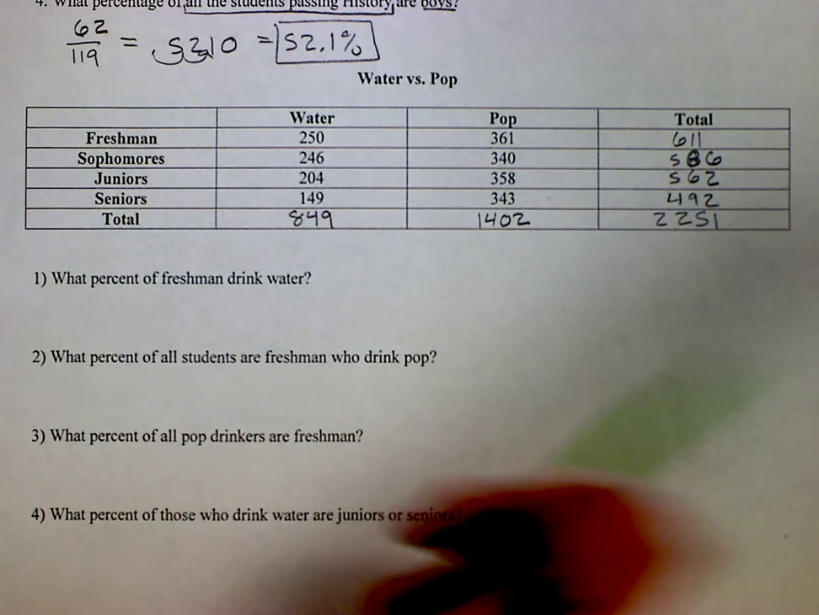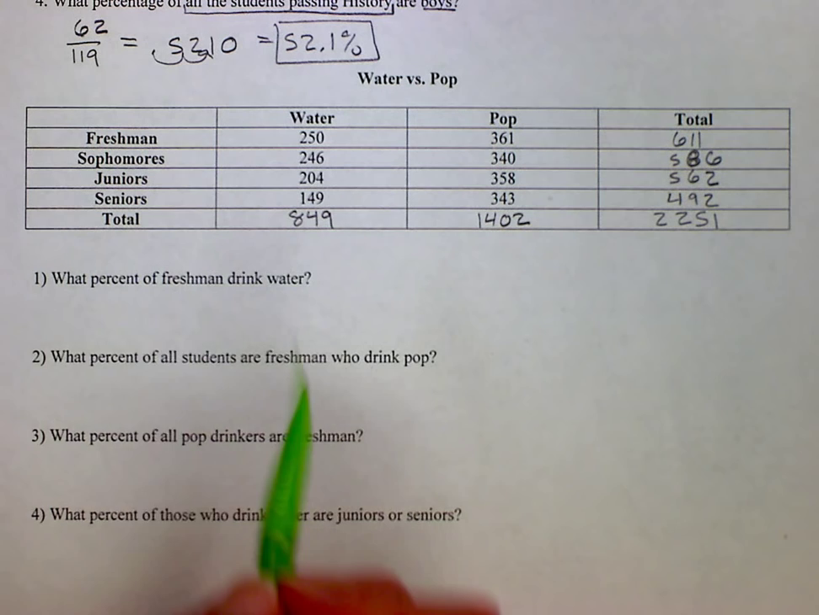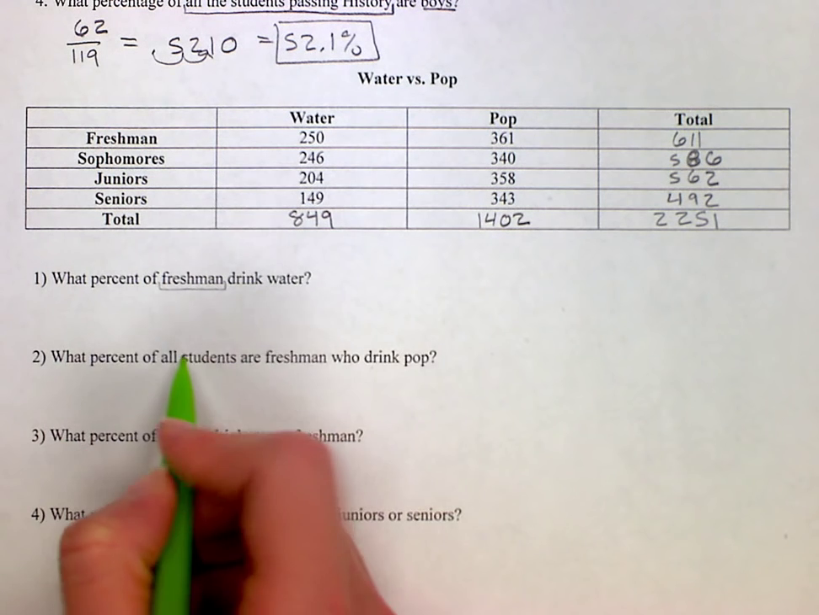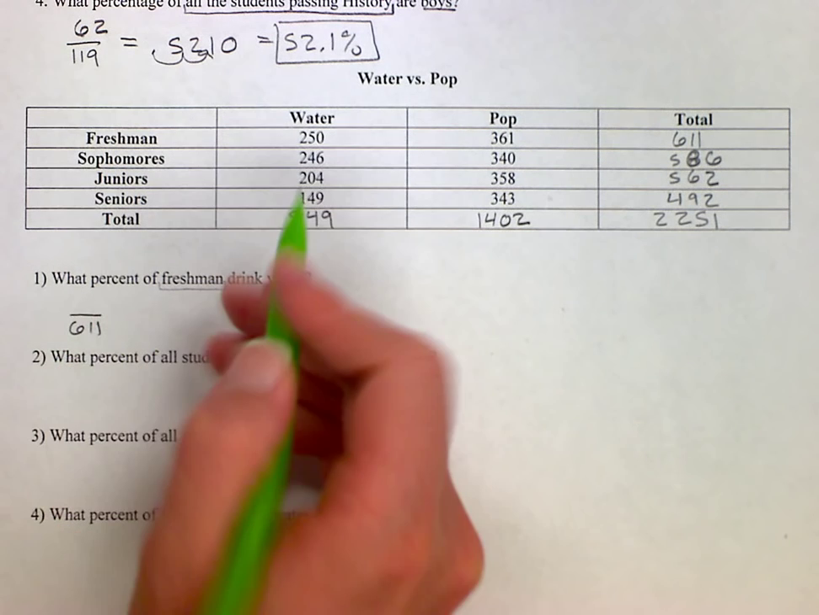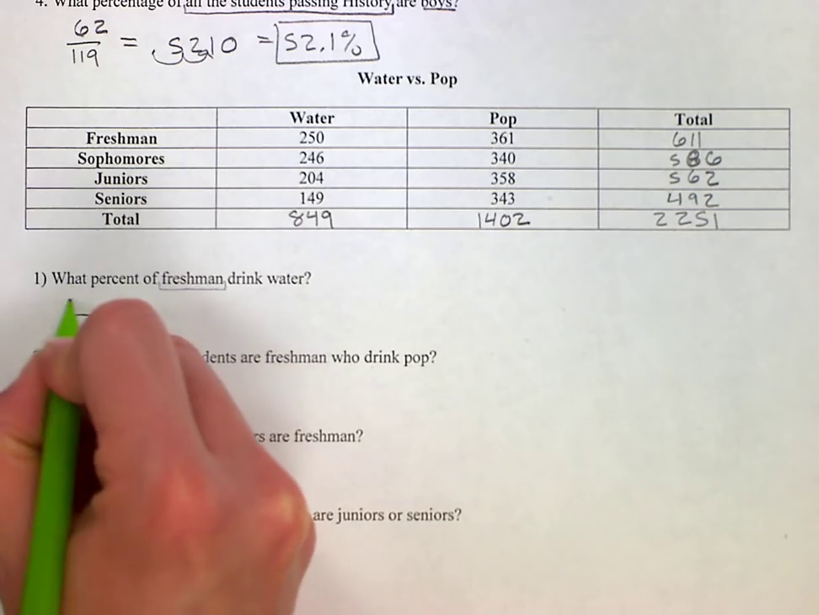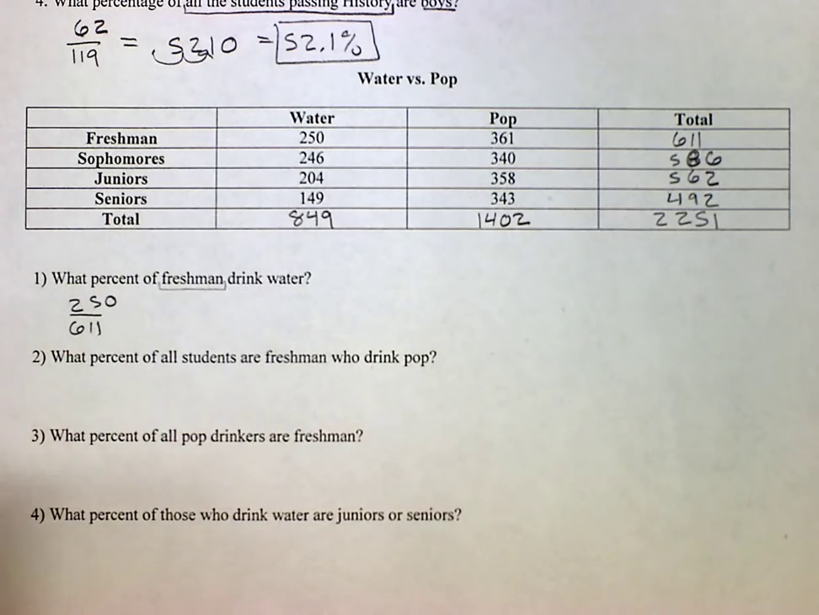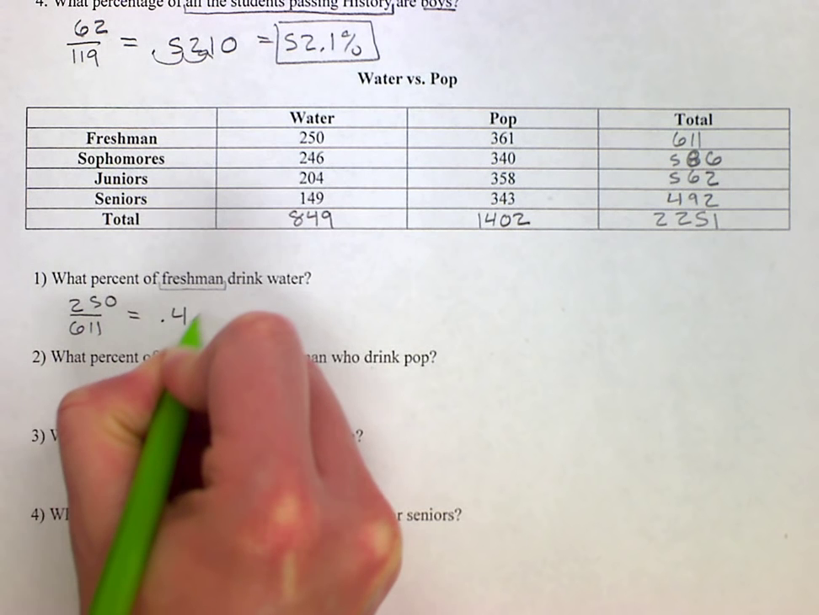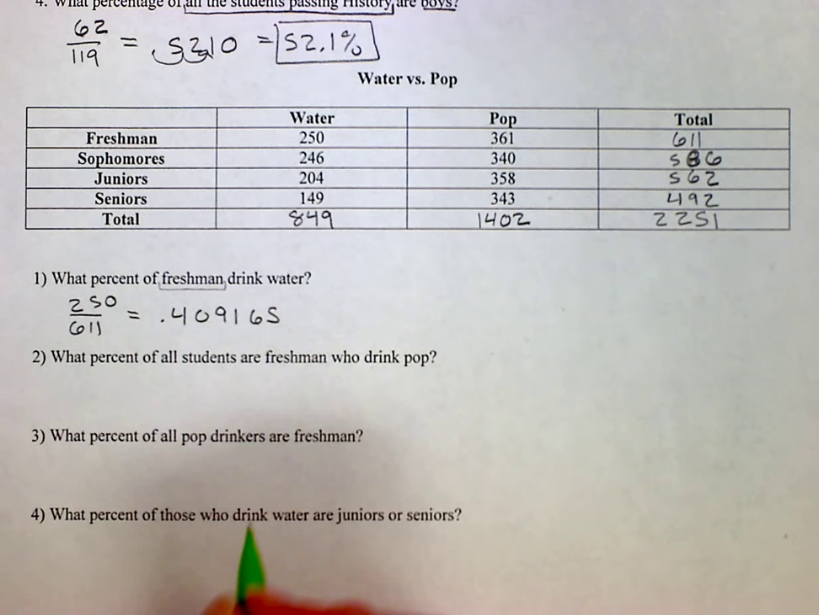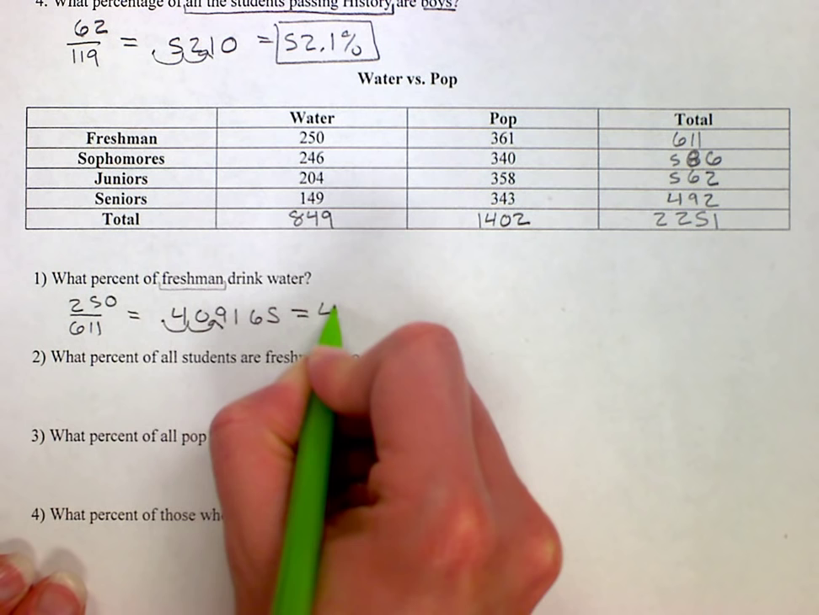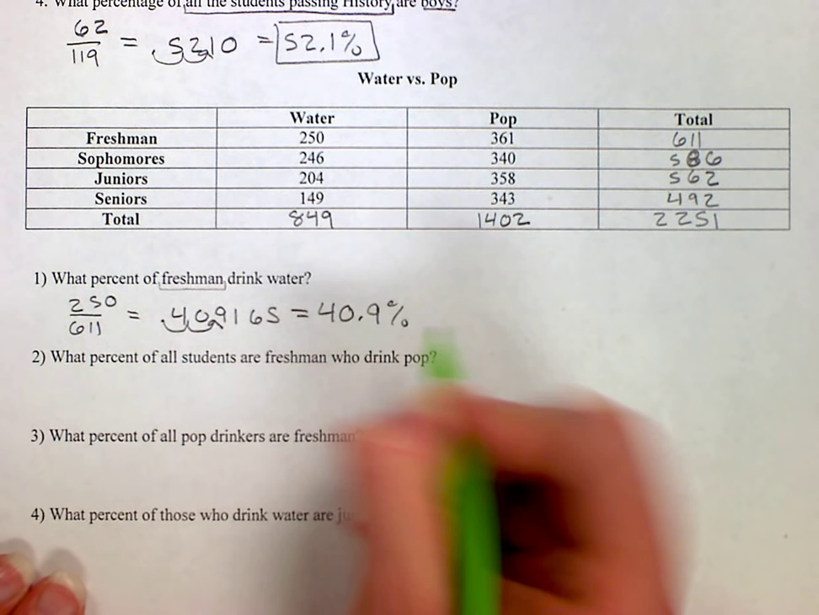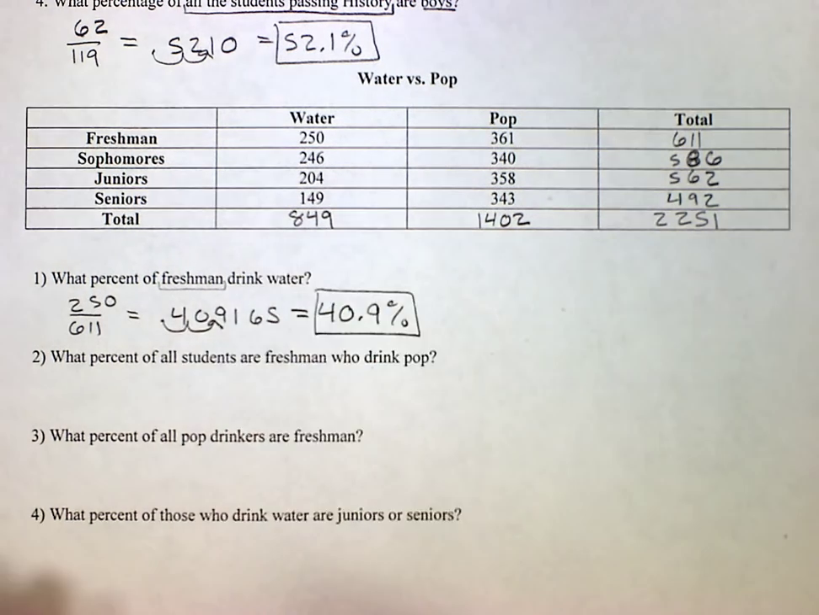Okay, then what percent of freshmen drink water? Notice we're wanting what percent of freshmen drink water. So we just want the total number of freshmen in the denominator, 611, and we want those that drink water. So 250. So 250 divided by 611 will give you the decimal of 0.409165. And you're going to move the decimal place over twice to get 40.9%. The 1 was less than 5, so the 9 stayed a 9.